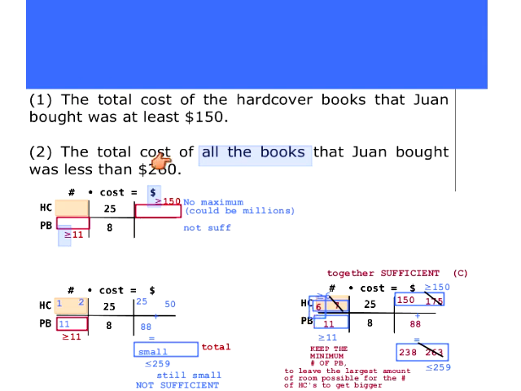Any questions about this problem? If you have questions, please type in the chat box. How do we get the, it's from statement 1. If you look at it, the hardcover books are $25 each. So if this number is at least 150, then you divide it by 25. Okay, if there are any other questions, please go ahead and ask. If not, go ahead and try that one.